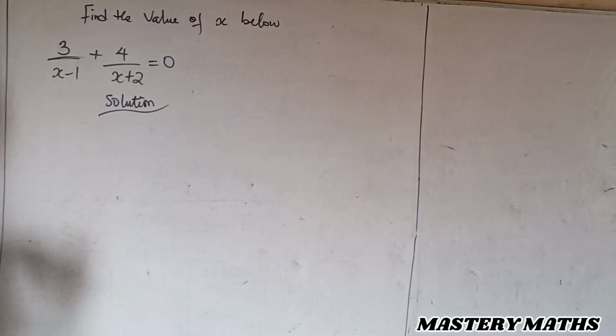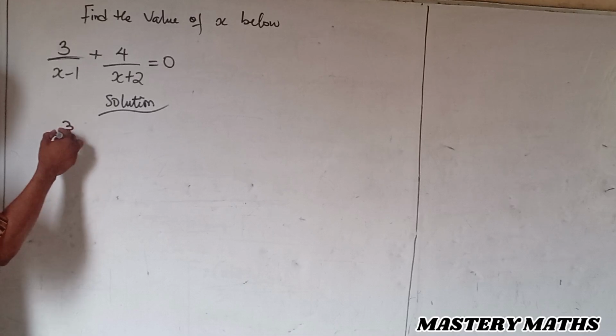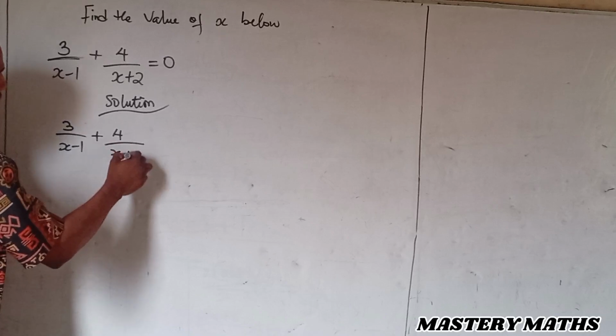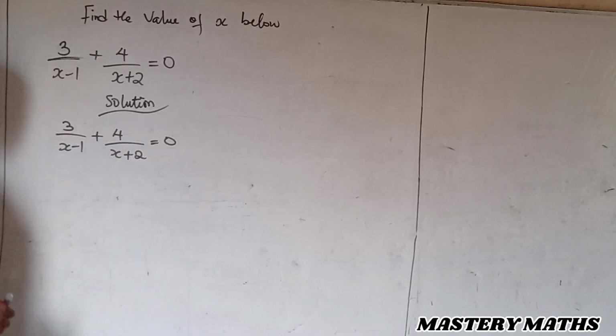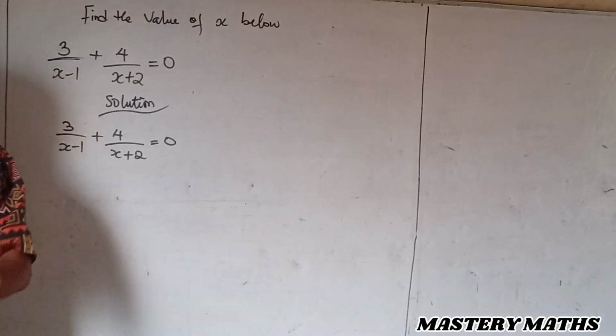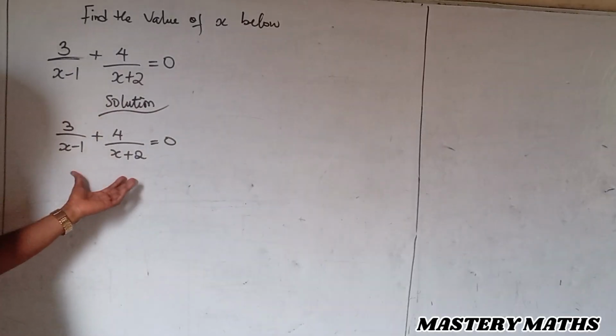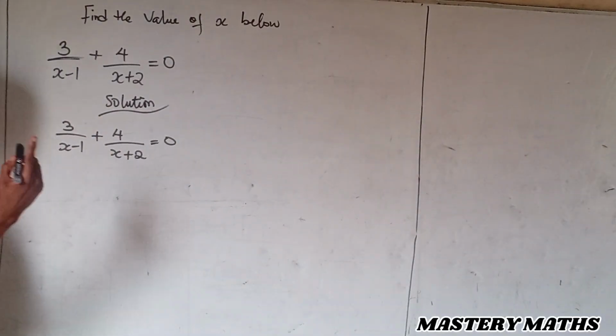I'm repeating the question. You have 3 over x minus 1 plus 4 over x plus 2 equal to 0. Now, in order to get this, there are two methods of solving. But we're teaching you the simplest method, the simplest way of arriving at the answer. And how? This is what you do.